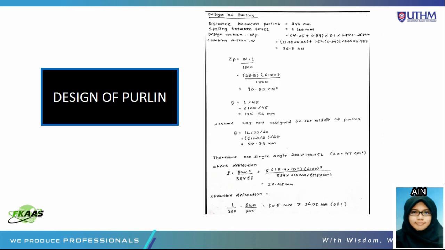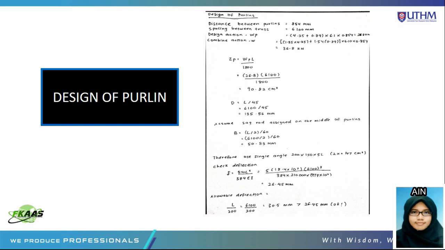For design of purlin, distance between purlins is 154 mm, spacing between trusses is 6100 mm, design action is equal to 26.8 kN, combined action is equal to 36.8 kN, section modulus is 90.82 cm³, D is equal to 135.56 mm. Assume sag rod is assigned in the middle of purlins, B is equal to 50.83 mm.